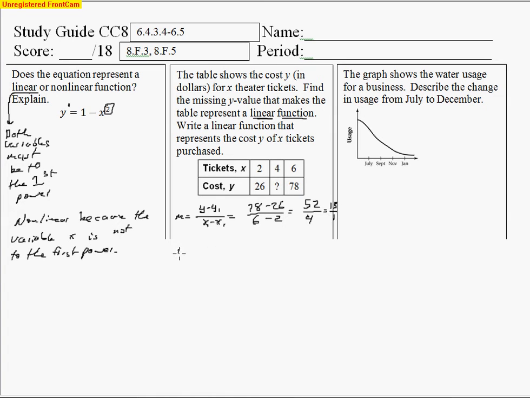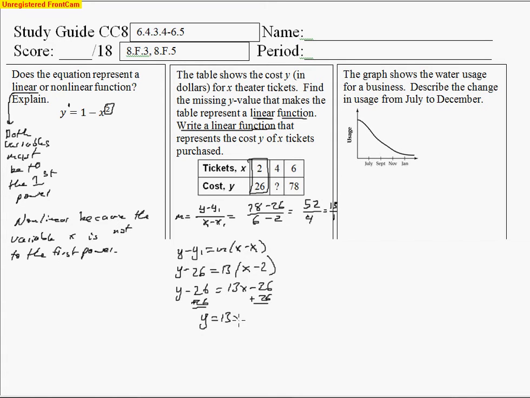I'm going to use that slope and one of the points in point-slope form to write the equation, because that's what they're going to ask for. See how they say write a linear function. I need to find out what the y-intercept is. It's not given to me, so I have to substitute a point. I'll take this point right here, 2, 26, and I'll have y minus 26 equals the slope of 13 times x minus 2. I'll go ahead and distribute: y minus 26 equals 13x minus 26. Then I can just add the 26 to both sides to find out what that y-intercept is. It cancels out the negative 26, so the equation is just y equals 13x.